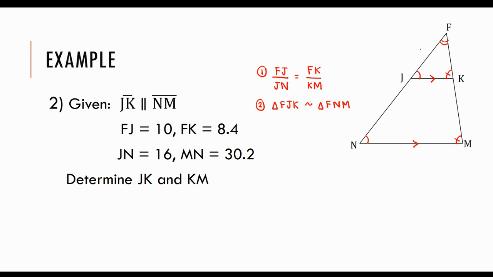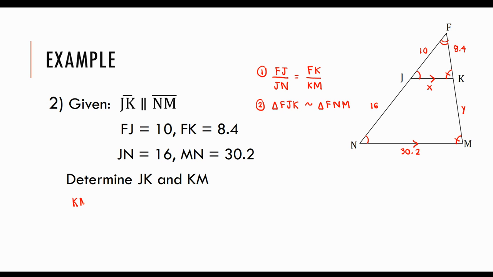I know that FJ is a length of 10. FK is a length of 8.4. We've got JN, which is a length of 16. MN is a length of 30.2. Okay, so we want to find JK, which I'll call X, and KM, which I'll call Y. Okay, so I think the easiest thing to find first would be actually KM.